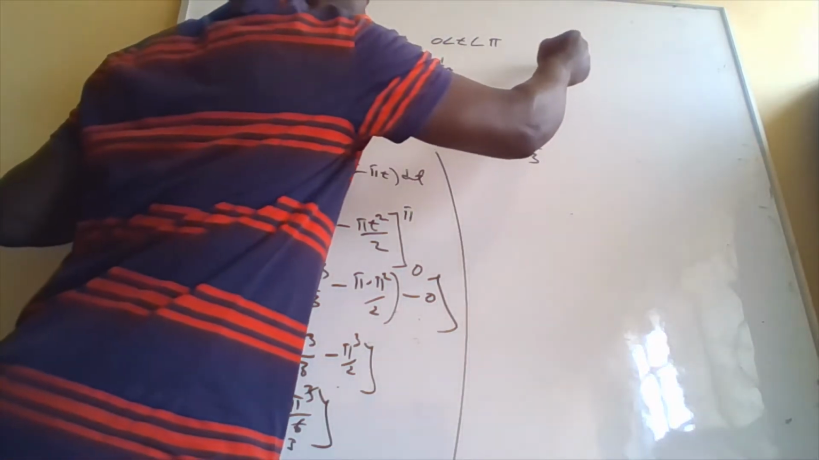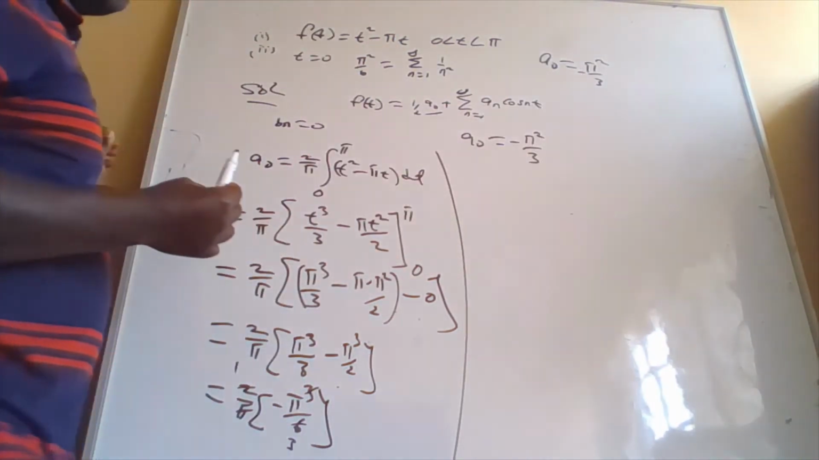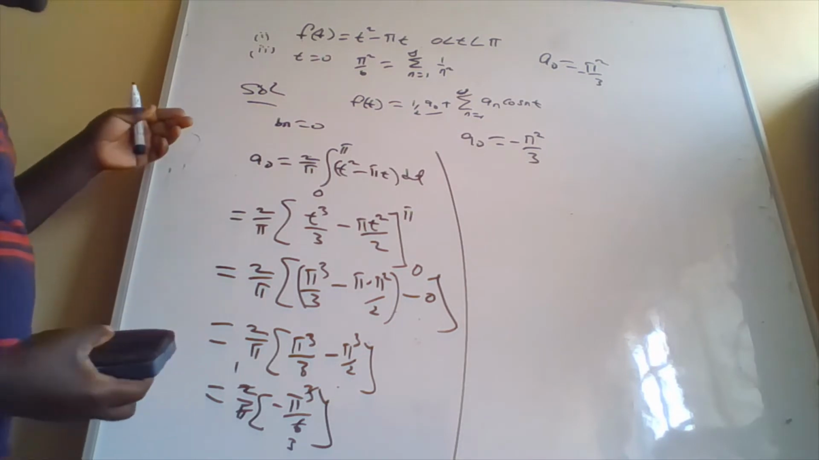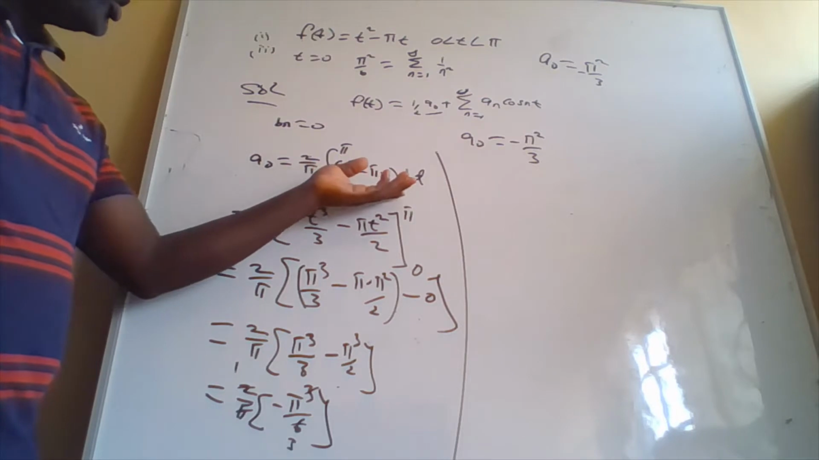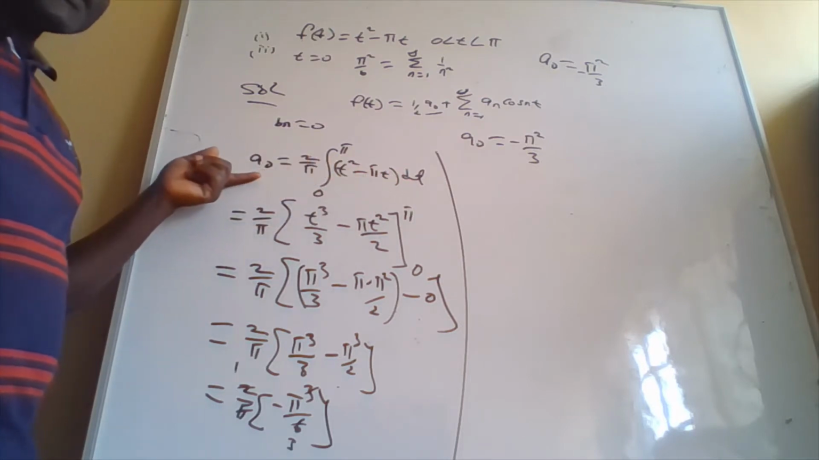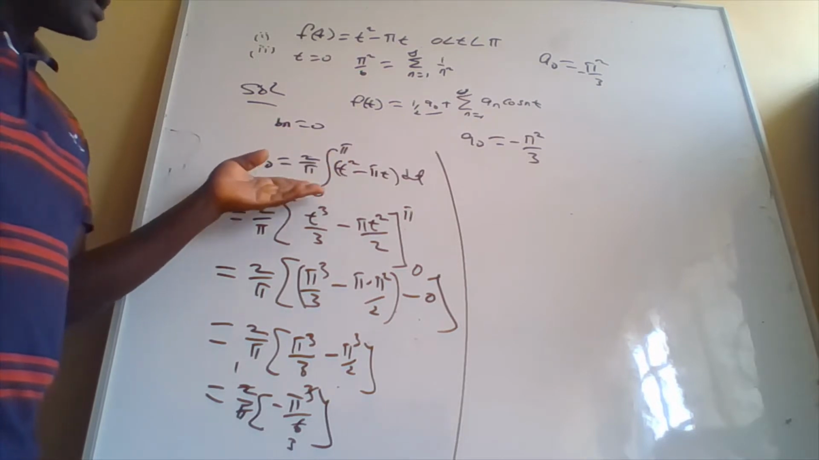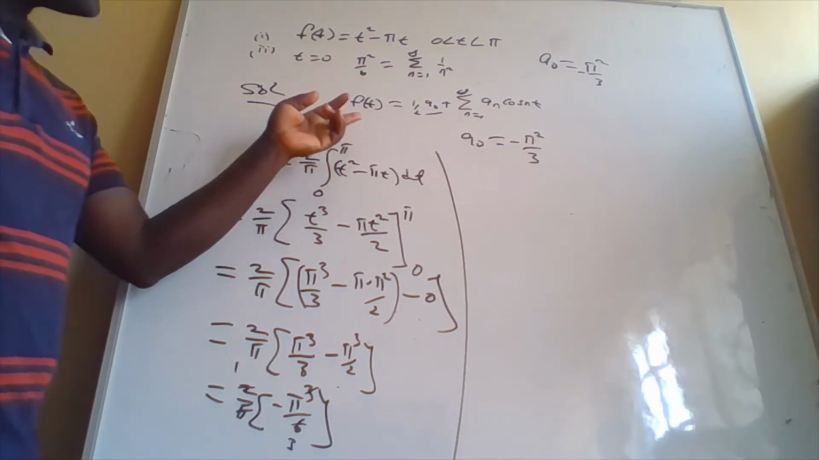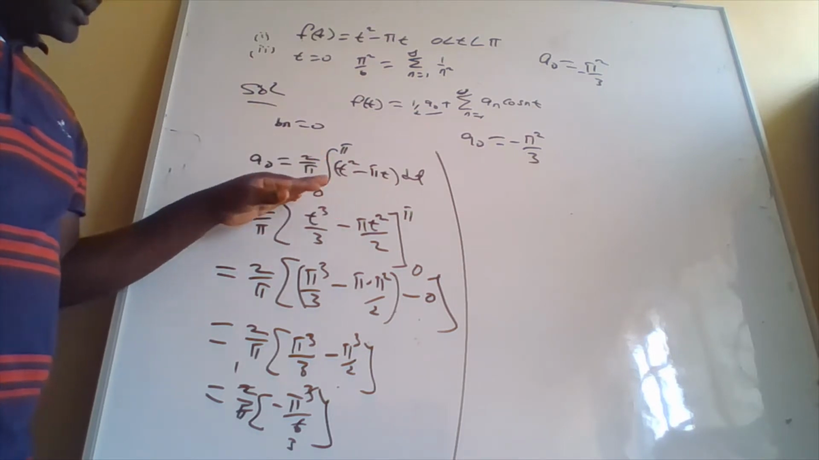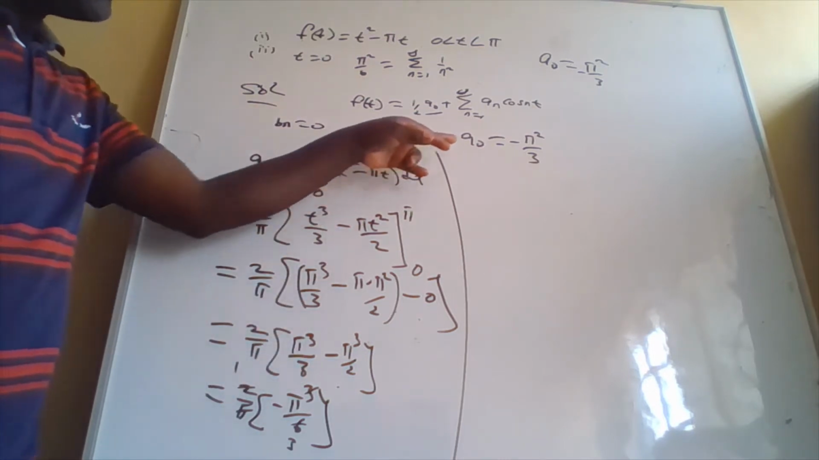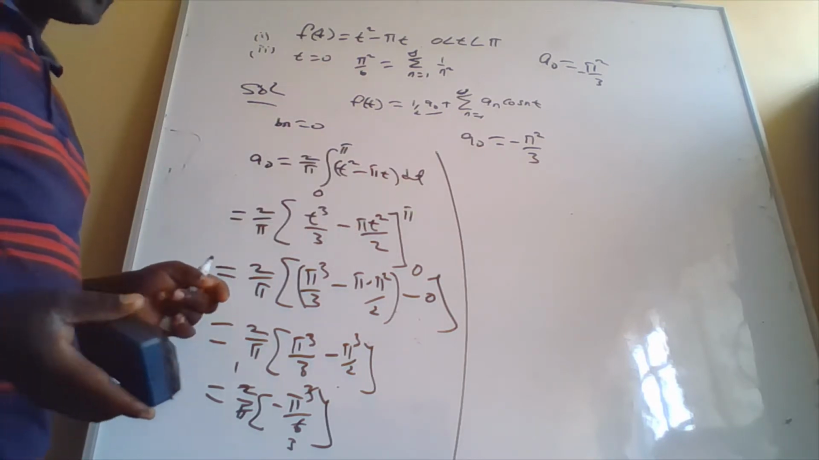Write it here. Okay, that is it. So the most important thing is for you to be able to understand that a naught is given by 2 over pi, then we are integrating from 0 to pi the function we've been given. Then you integrate it, and we shall be able to get a naught as negative pi squared over 3.